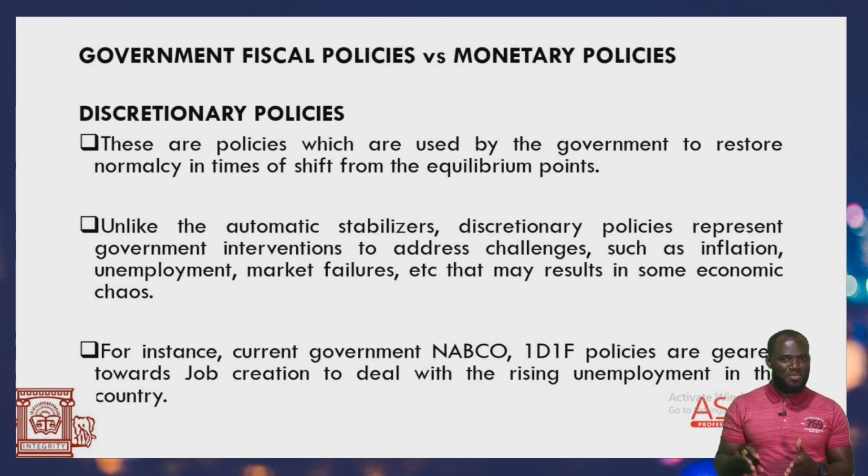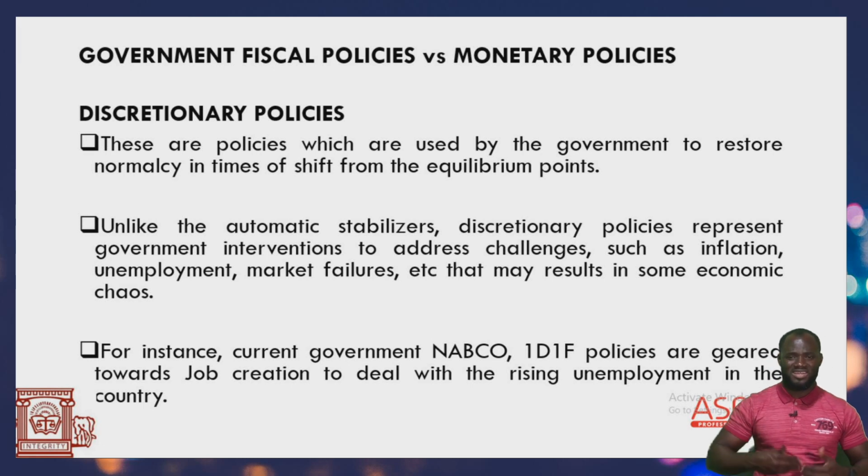A typical example is what the government is using as NAPCO. The NAPCO is simply to create some form of temporary employment for the unemployed graduates, just to reduce the number of unemployed in the economy.